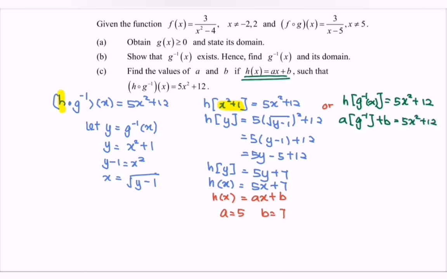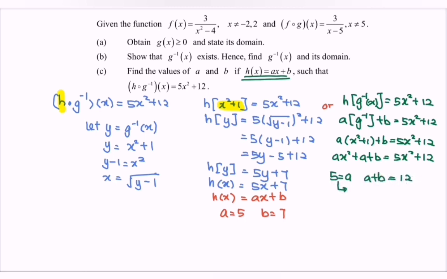From here we can compare. What is g inverse? g inverse is x squared plus 1. So a times x squared plus 1, plus b, equals 5x squared plus 12. If we expand, ax squared plus a plus b equals 5x squared plus 12. Then we can compare the coefficients. So 5 equals a. Then a plus b equals 12. Since a equals 5, we substitute: 5 plus b equals 12. So b equals 7. So that is another method.